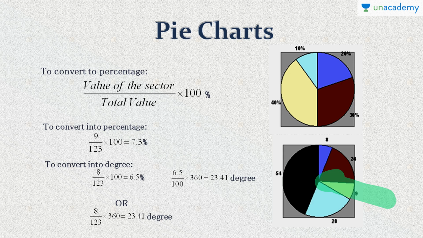Also, we can convert these values into degrees. How do we do that? We know that a circle subtends an angle of 360 degree to the center. So, all I have to do is replace this 100% by 360 degrees in this formula. So, here it is. I have taken this sector 8 upon the total value 123 into 360 degrees, which gives me 23.41 degrees. Or I could have done this in one more method, that is converting it into percentage first and then taking 6.5% of 360, that is again 23.41 degrees, which are the same values.